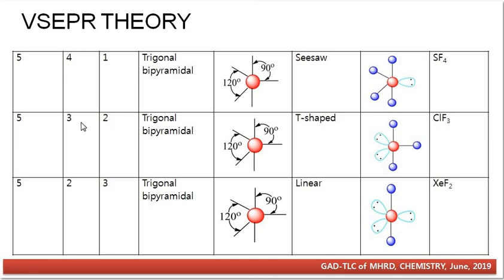And if we have three bond pairs and two lone pairs, then the molecular geometry will be T-shaped, and two lone pairs of electrons are present at two equatorial positions, for example ClF3 molecule. And if we have in trigonal bipyramidal electron pair arrangement two bond pairs and three lone pairs, then the molecular geometry will be linear, for example XeF2 molecule. Here all the lone pairs of electrons will occupy equatorial positions.